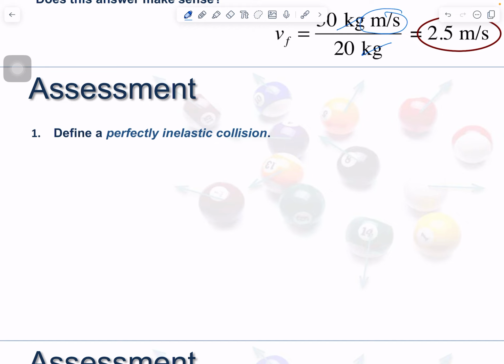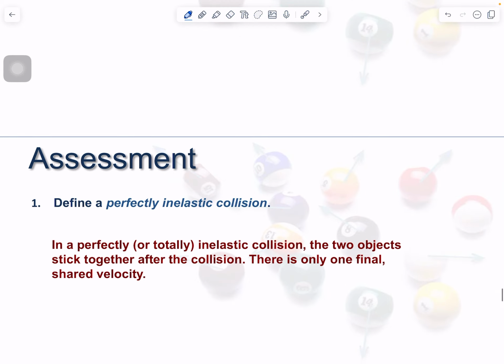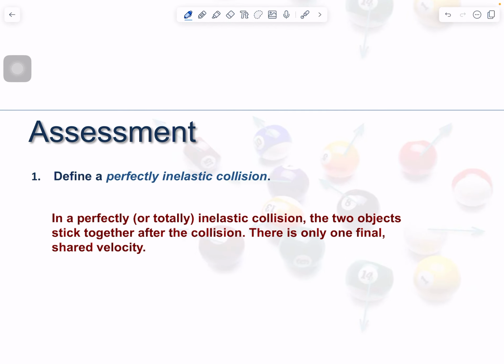Define a perfectly inelastic collision. So in a perfectly or totally inelastic collision, the two objects stick together after the collision. There's only one final shared velocity. If you just said they stick together after the collision, that's good enough to get 100% right on this.